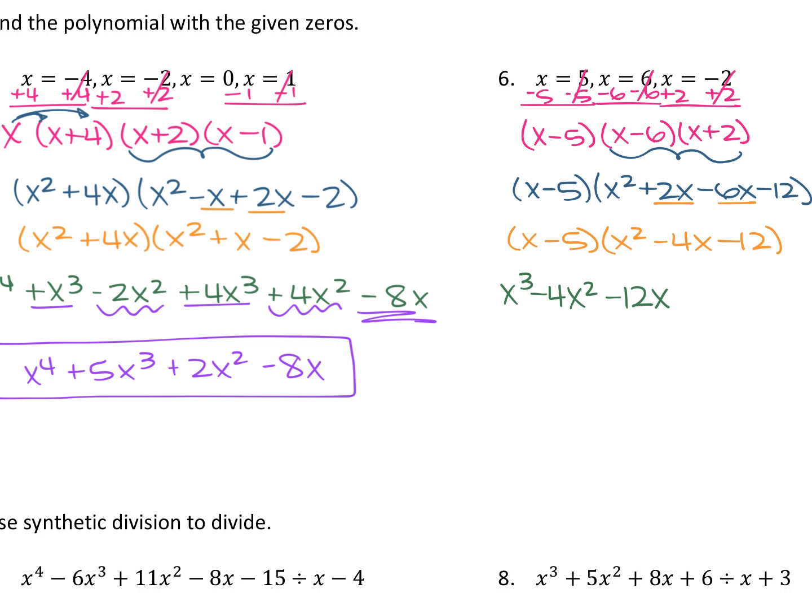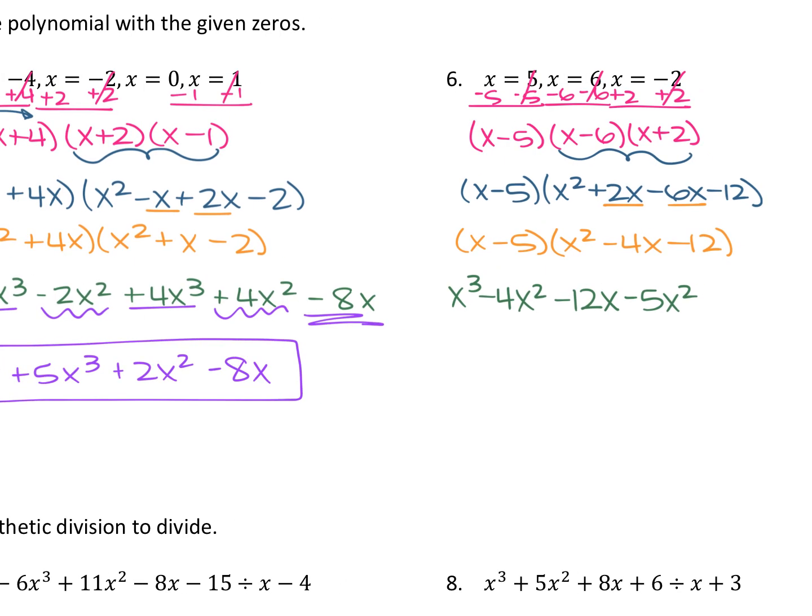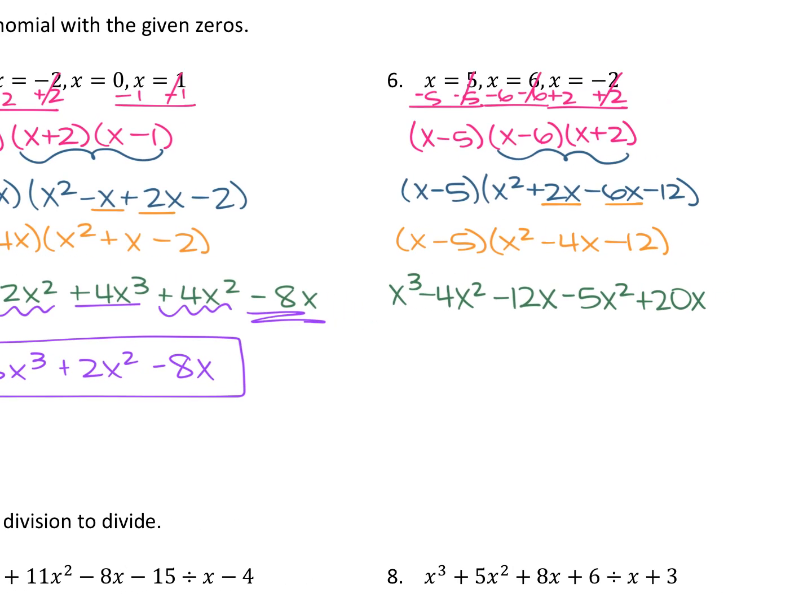The negative 5 times x squared goes next. That's going to give you negative 5x squared. Negative 5 times negative 4x is positive 20x. And negative 5 times negative 12 is positive 60. From here, combine your like terms.